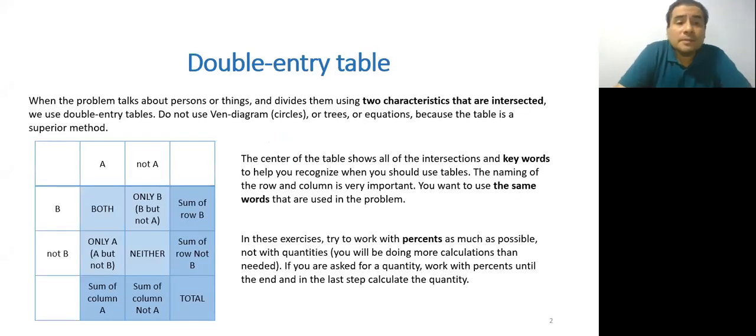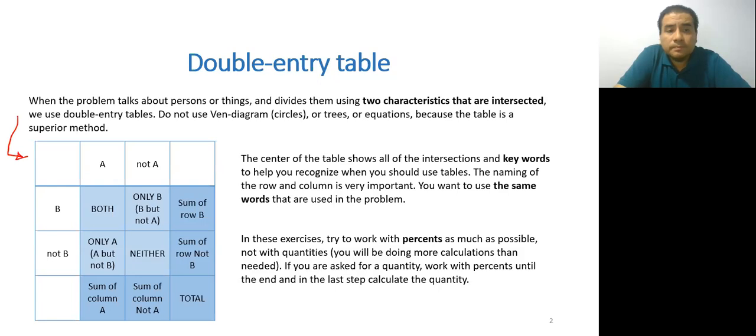In overlapping sets problems, we have people or things that are divided because there are groups with two characteristics that are intersected. And we're using double entry tables to solve. We prefer double entry tables to Venn diagrams, circles, or trees or equations because actually the double entry table is a better method, okay? The table looks like this one over here, all right?